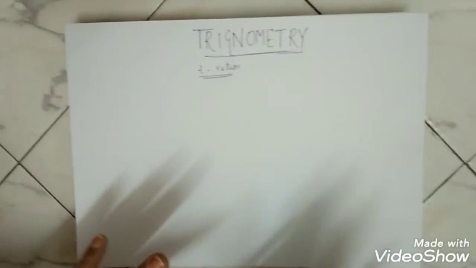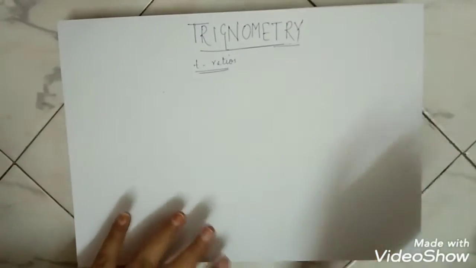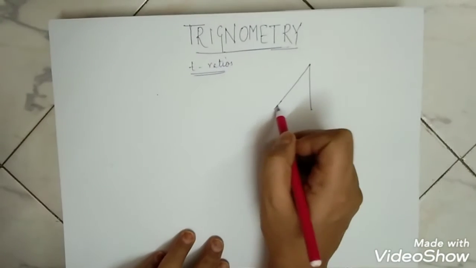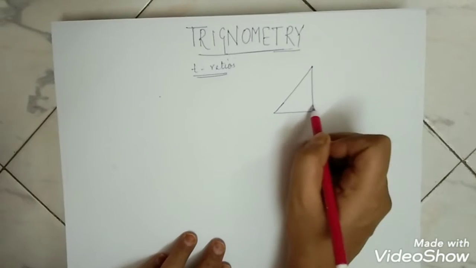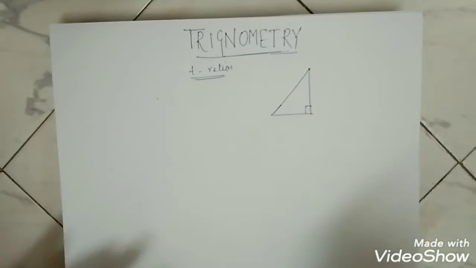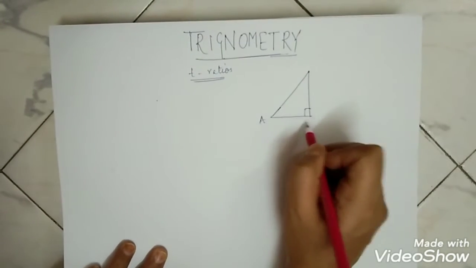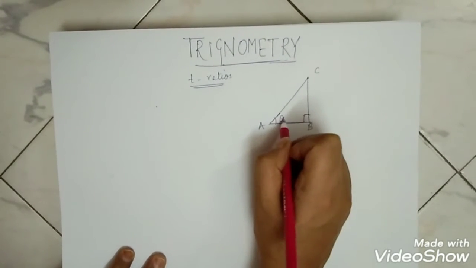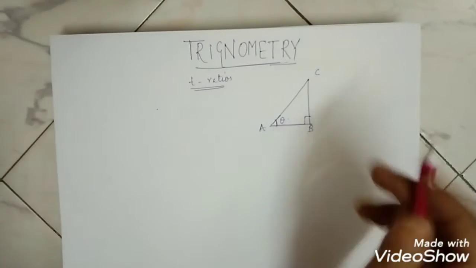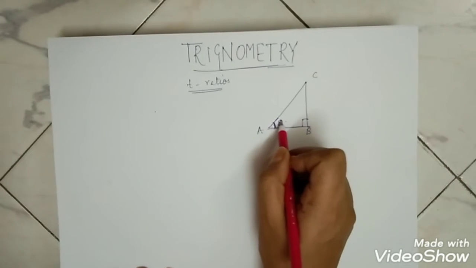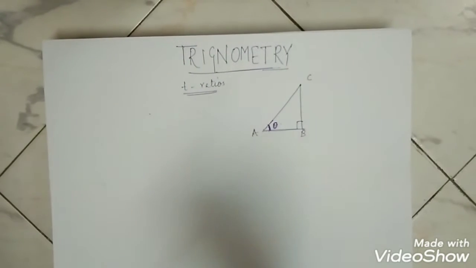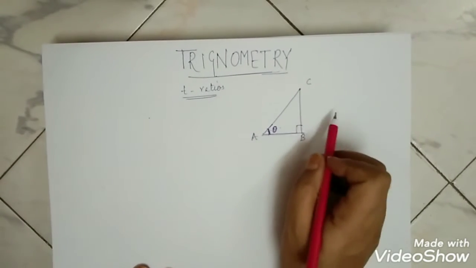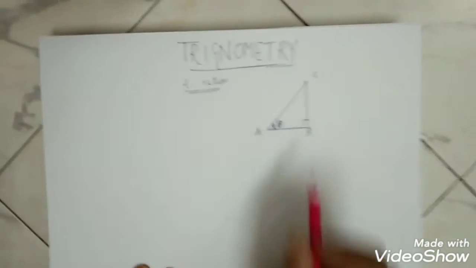First I'll explain the concept of perpendicular, base and hypotenuse. Suppose a triangle is given. The triangle should be a right angle triangle. Suppose a triangle ABC is given to us and the right angle is at B. Angle A is theta, and you need to find this. So with respect to this angle, we will be considering perpendicular, base and hypotenuse.